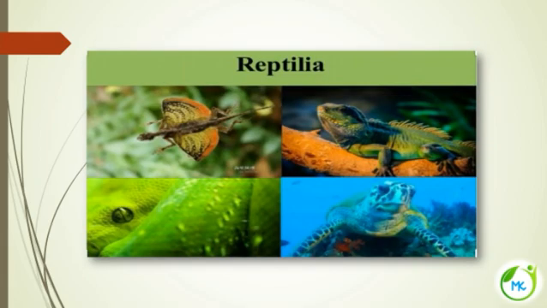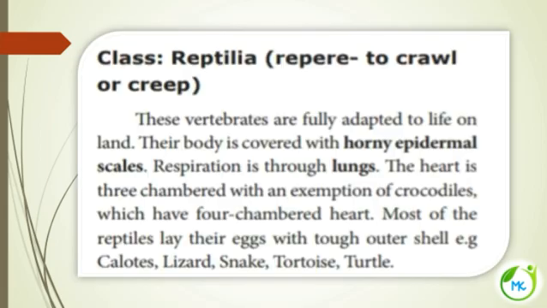The next class is class Reptilia. Repere means to crawl or creep. So those creeping animals are referred to as reptilia, and they are fully adapted to life on land. The previous classes you could see Pisces, they are adapted to water. Amphibia, they are adapted to both water and land. And the vertebrate which is fully adapted to life on land is reptilia. And the body is covered by horny epidermal scale.